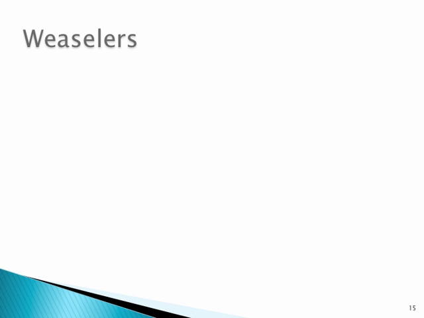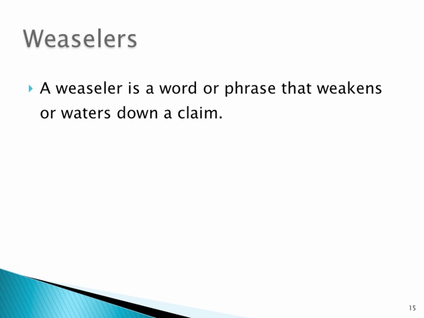Okay, let's move on to the next one. This one's a little bit more difficult. It's not bad, but it's less obvious than some of the other ones. It's called a Weaseler. And this is language or a word or phrase that weakens or waters down a claim. The upside of this one is that there are a lot of clue words that can give away that a Weaseler is present. Now, these aren't necessarily found with every Weaseler, but if you see them, then that is a good signpost that you might have a Weaseler on your hands.